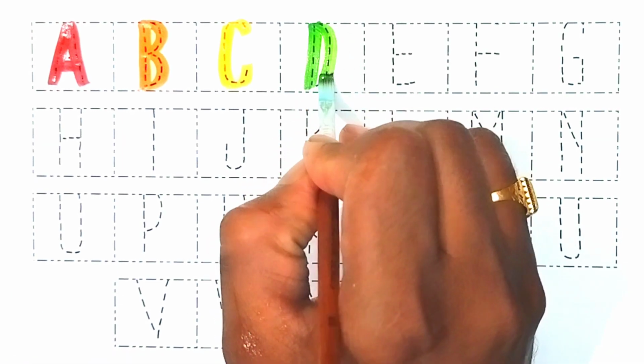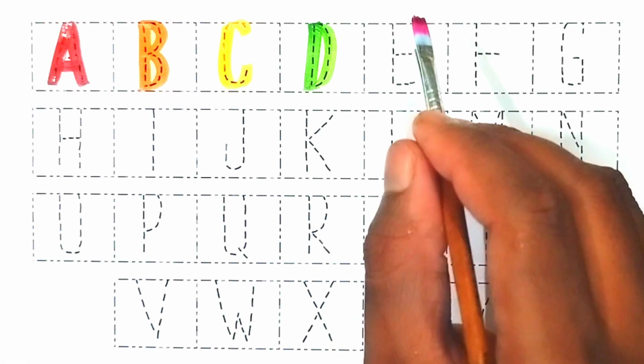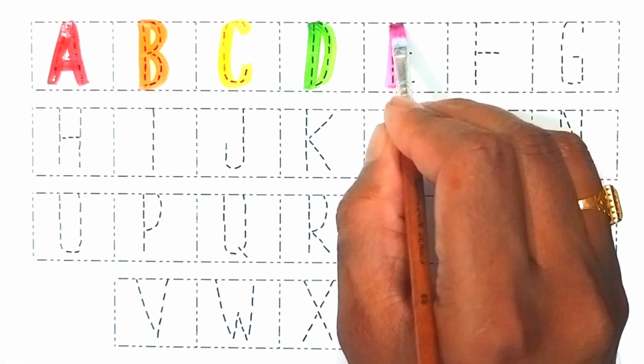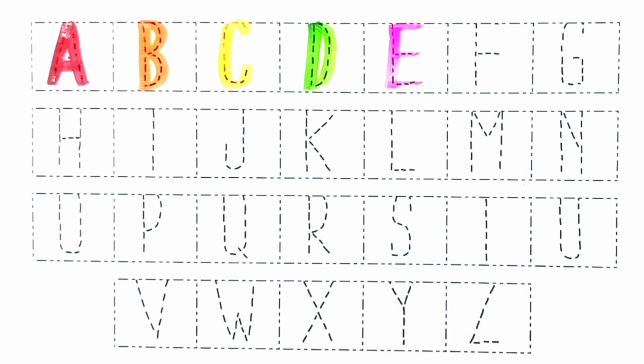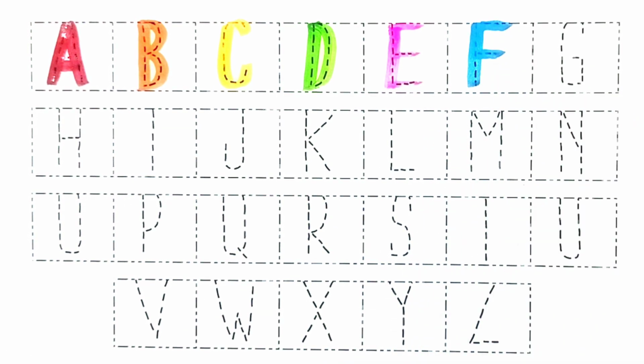D for doll. E for elephant. Now I know my ABCs. Next time won't you sing with me? F for fruit.